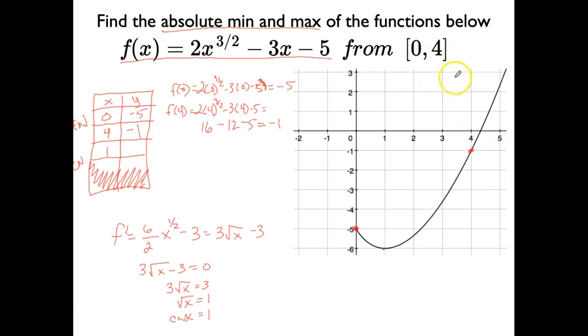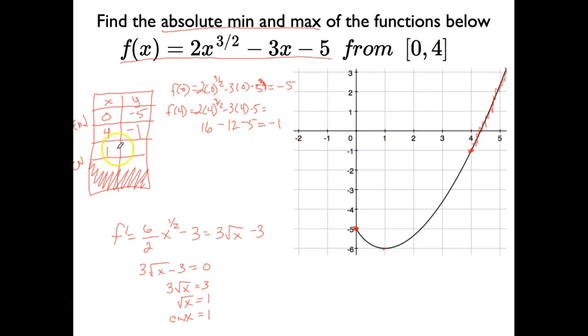Now notice, I had to graph this whole function just because my graphing calculator won't allow me to ignore stuff. But here, this is all ignored. I only have this interval right here from 0 to 4. That's all I'm focusing on. Yeah, that's what it says right here, from 0 to 4.